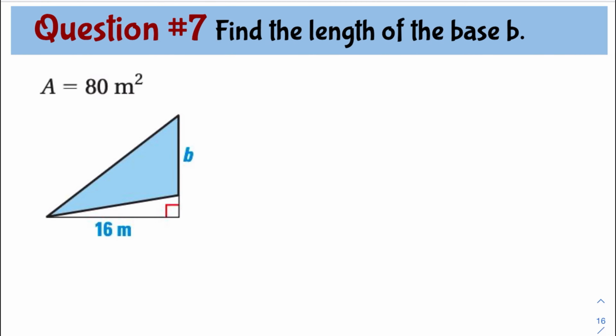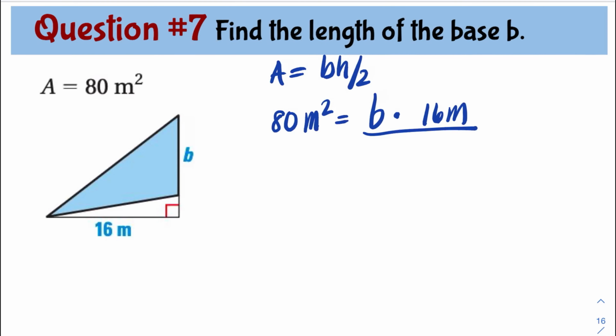Question number 7. Find the length of the base B given that the area is 80 square meters. So now we have area is equal to base times height over 2. And that gives us area is 80 meters squared, the base is missing, and the height is 16 meters. Divide by 2. So this equation is now the same thing as 80 meters squared is equal to base times 8 meters, because we can divide 16 divided by 2.